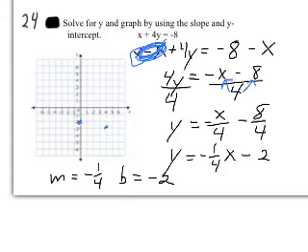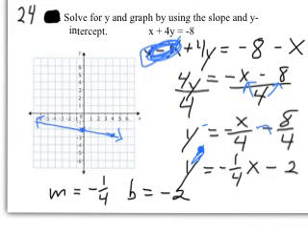And so now we can graph it. Use a ruler. Let me try that again. And I'm sure you could draw a better line than that, but that's the best I can do on this touch screen.